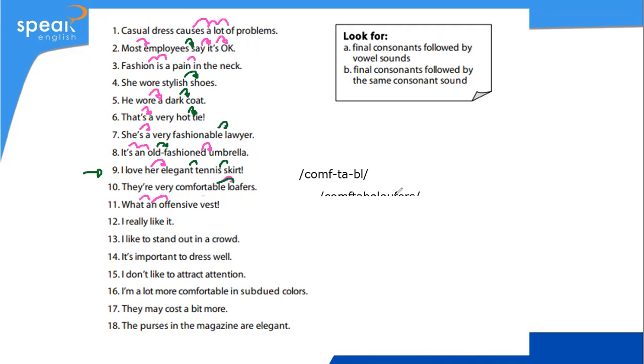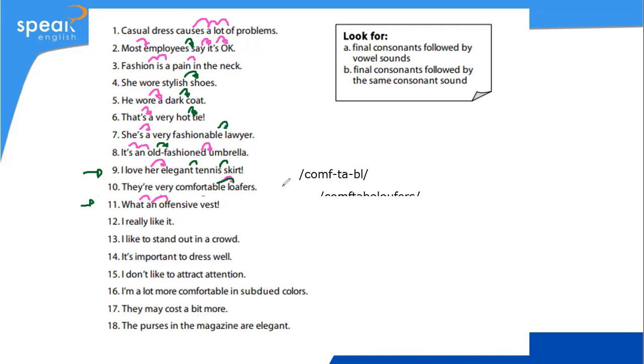So here we go, Tatiana. 3, 2, 1. Here we go. What an offensive vest. Great. One more time. What an offensive vest. Great. That was perfect. You see? Offensive. And then the next word, vest. So offensive vest. Great. Very good.